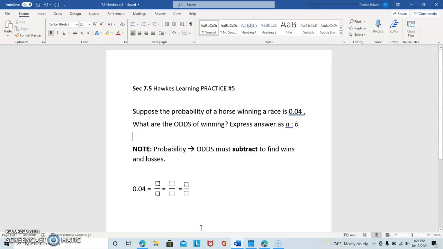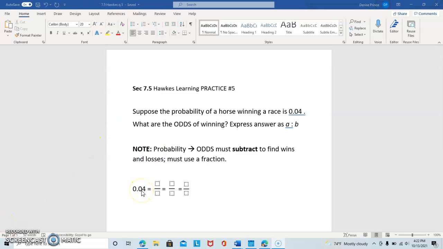Well, I copied this out onto a Microsoft Word document. Suppose the probability of a horse winning a race is 0.04. What are the odds of winning? Express your answer as a ratio A to B. And there's a note here. It says, for probability to odds, you must subtract to find the wins and losses. And I should add, must use a fraction.